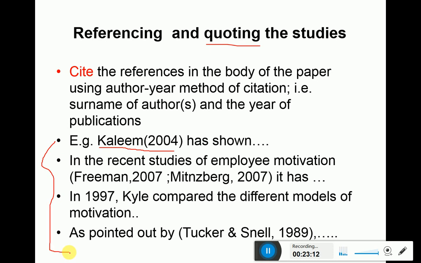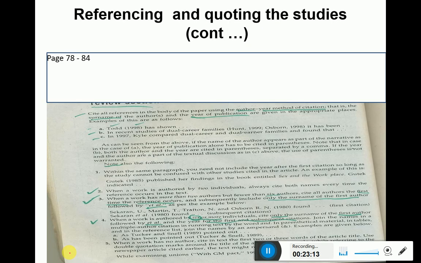Referencing or citation is done this way. For further examples, you can study page number 78 up to 84.